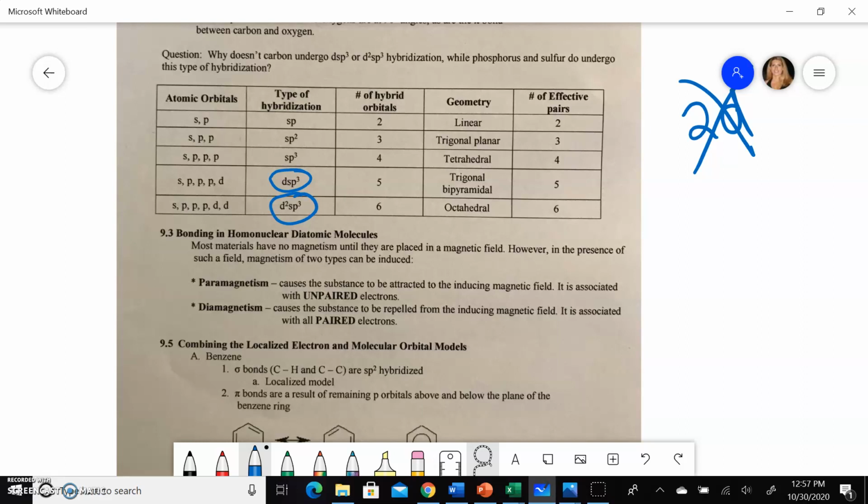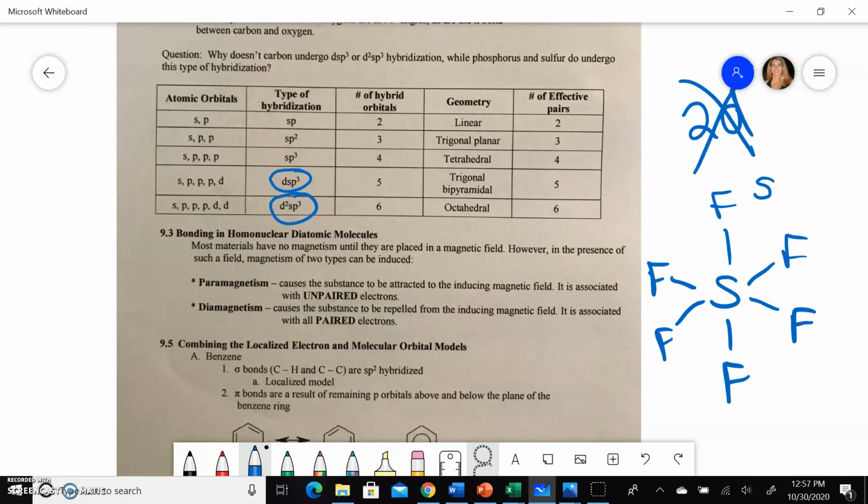But that would be something like if you had sulfur bonded to fluorine, in an octahedral shape like this. Then if you count the outside atoms, you would have 6. So you're going to have 1 s and 3 p's, that gets you to 4, and then you would also have to have 2 d's, which would get you to 6. But again, you won't see that on the AP exam.